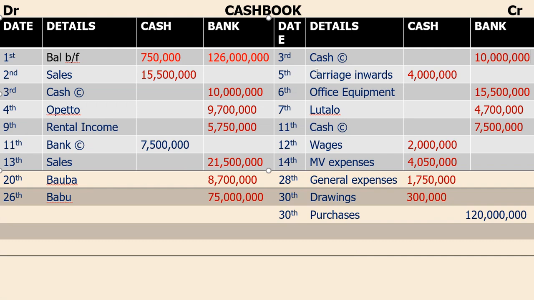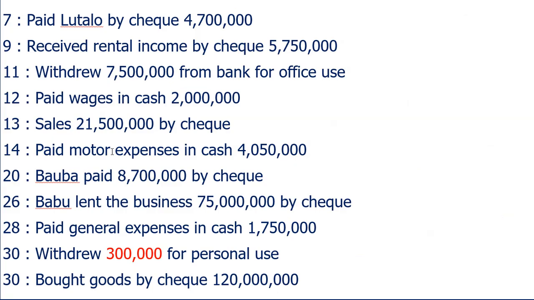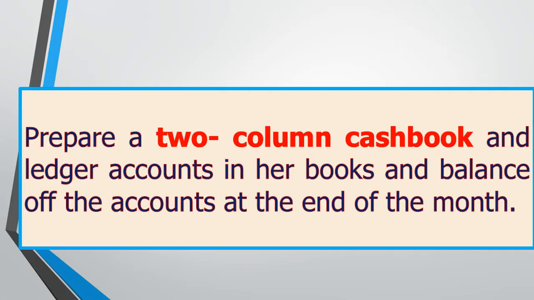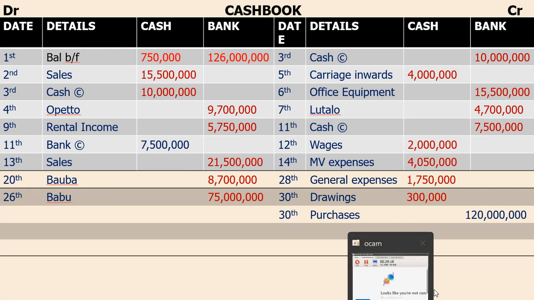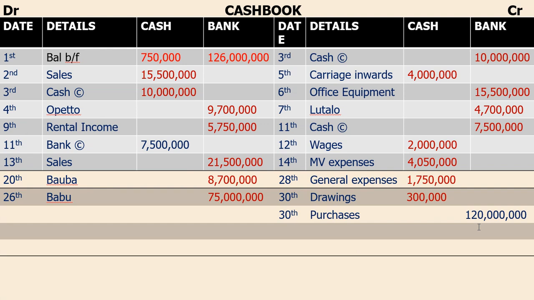So credit bank, then debit cash. And this one comes back here. Then that one and there. So in our cash book, all the transactions have been entered, and therefore we can balance it off using a calculator, because that was the requirement. Let us balance it such that we are done.